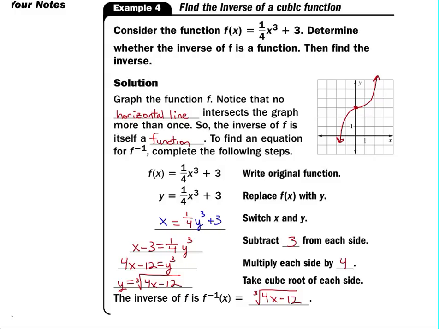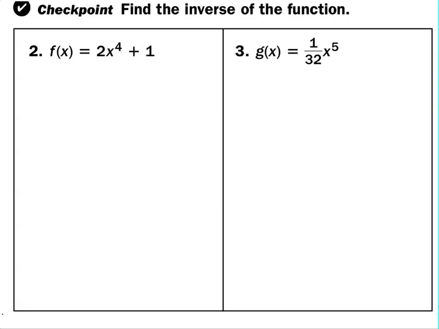So then, if we move on to the checkpoint, we have 2 new functions that we need to find the inverses for. So let's start off with number 2. It says f of x equals 2x to the fourth plus 1. First step, go ahead and write it y equals instead, just so we have something to work with. And then we do the switcheroo, right? So x equals 2y to the fourth plus 1. We're taking the x and the y and we're switching them.